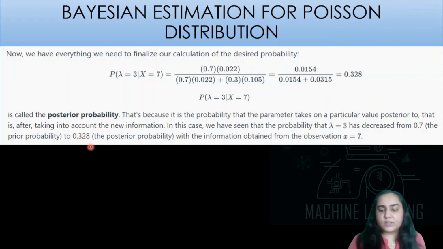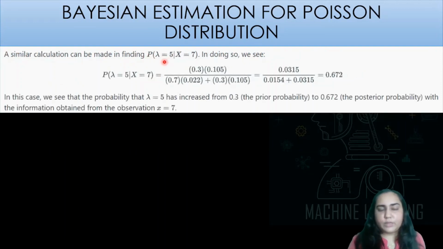Similarly, we could do the estimation for P of lambda equal to 5 given x equal to 7 in a similar way. If you do that, you'll get 0.672, which has increased. Prior probability was 0.3, but now it is 0.672 because we observed that there could be 7 cars also, which means 7 is much higher than 3 and, compared to 5, it's not that much higher. So that's why the probability of 5 has increased and 3 has decreased. So that's what you can estimate here. Again, 0.672 is posterior and 0.3 was prior.